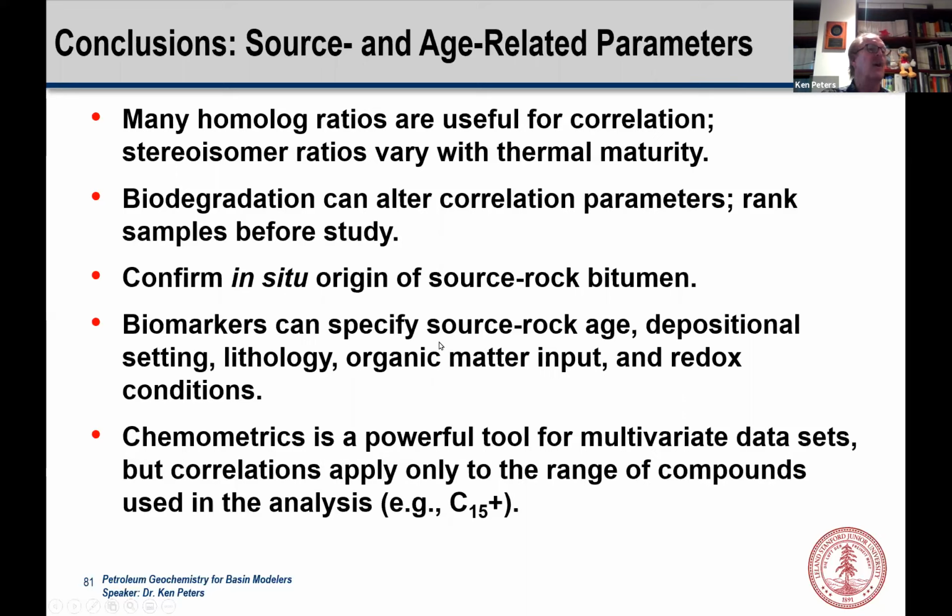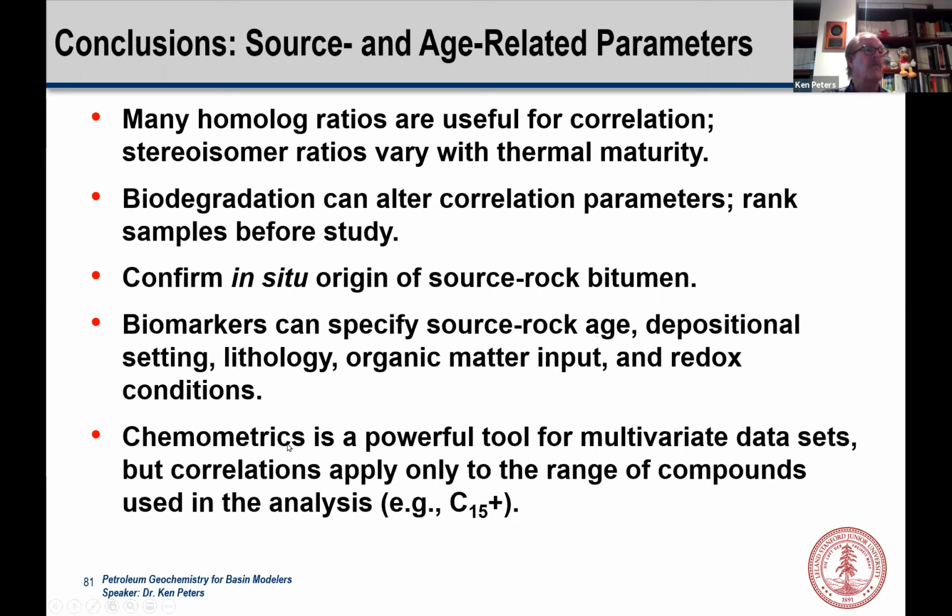Biomarkers can specify source rock age, depositional setting, lithology, organic matter input, bacterial, algal, archaeal, whatever, and redox conditions, oxicity. This means that a good geochemist, if you give them an oil sample, a good oil sample, should be able to tell you what the source rock was like. They may even be able to tell you something about the age.